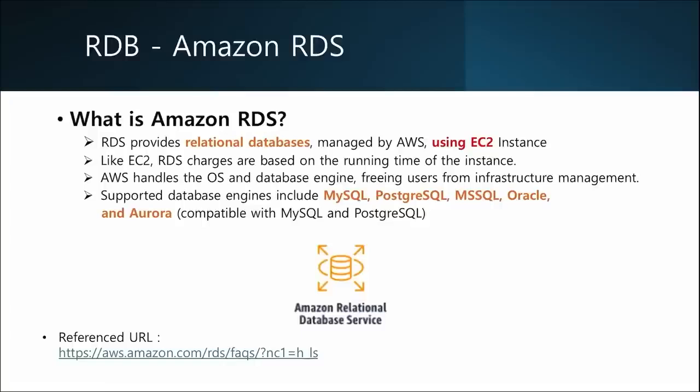This service uses EC2 instances. We learned about EC2 in our Compute, Container, Serverless lecture. Like EC2, RDS is also charged based on running time. When we build a database, we usually have to take care of the database software, storage attached to the database, and infrastructure. With RDS, parts of the infrastructure are handled by AWS. Database engines supported by RDS include MySQL, PostgreSQL, MS SQL, Oracle, and Aurora DB.